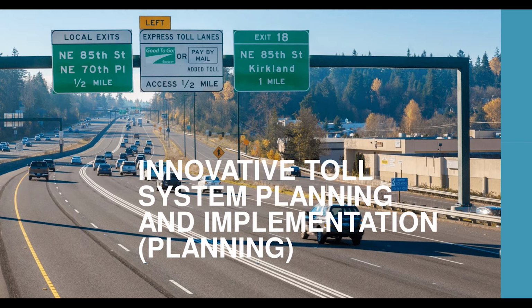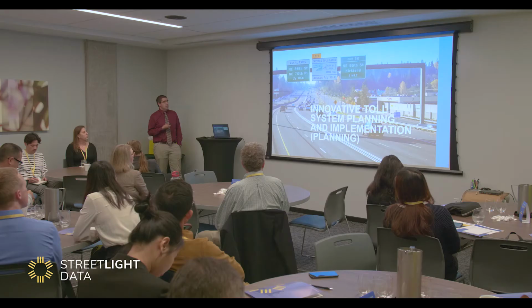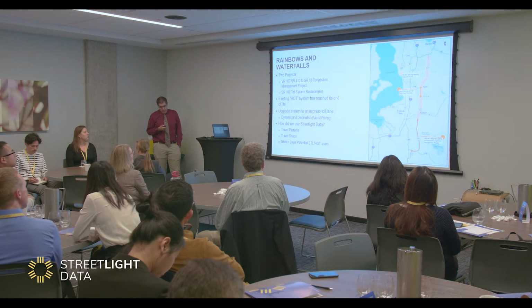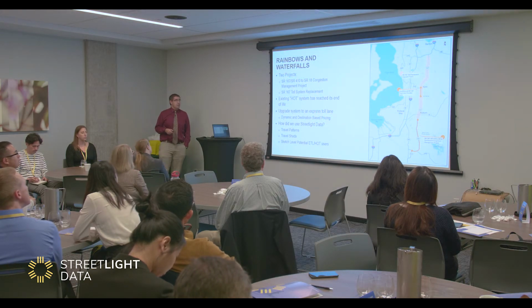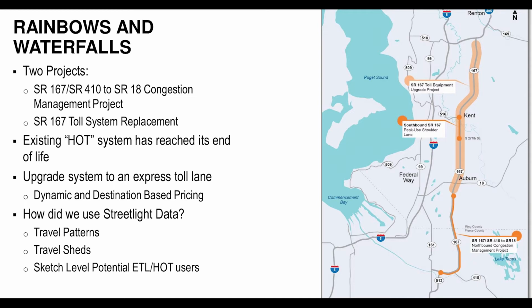So now I want to highlight 3 project examples that our program's been working on. The first one is our latest and greatest. It's more of a planning application, dealing with our toll system planning and implementation. If you remember from the previous slide, we're looking at 167 here. I said we've got a hot lane here today, built in 2008. It's reaching the end of its useful life. I guess ITS equipment only lasts 10 years, something along those lines. Anyways, we're looking to upgrade that system.